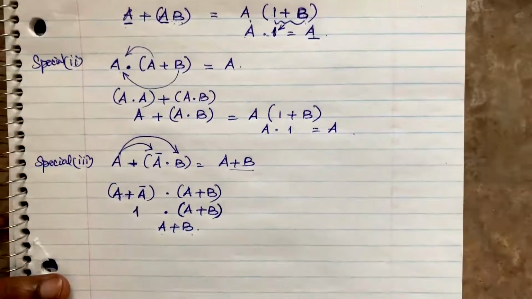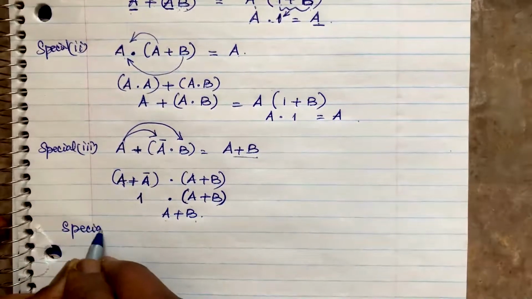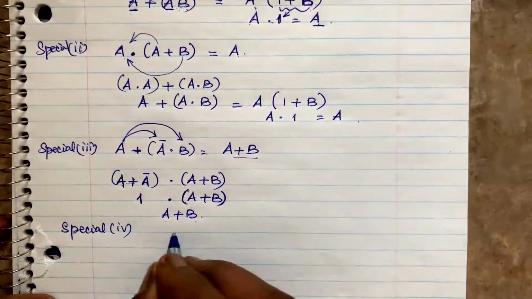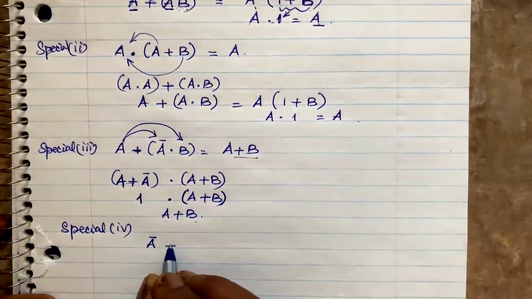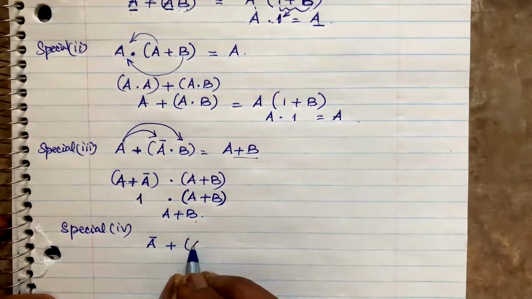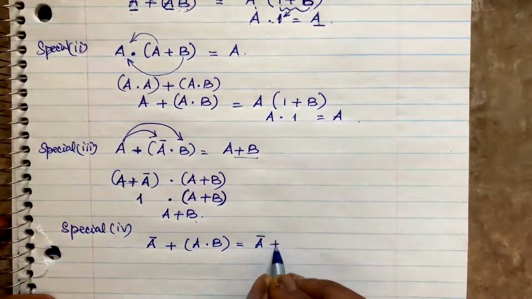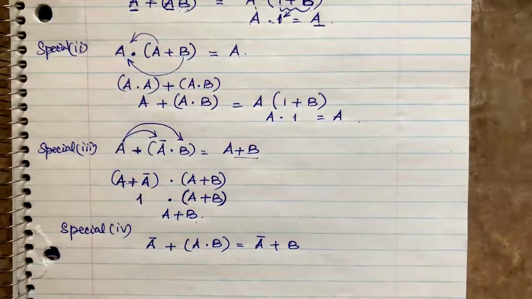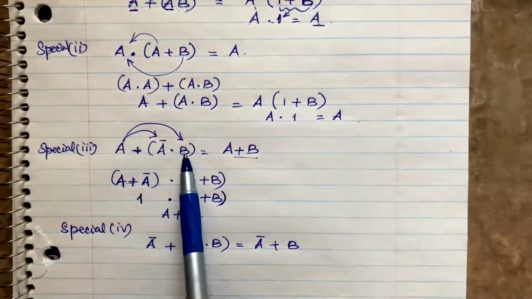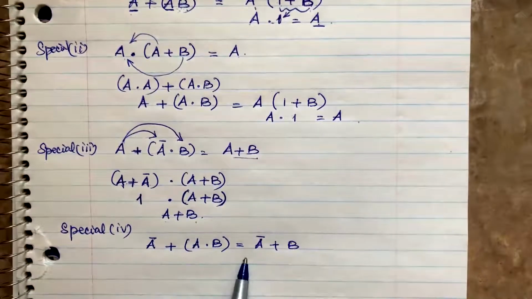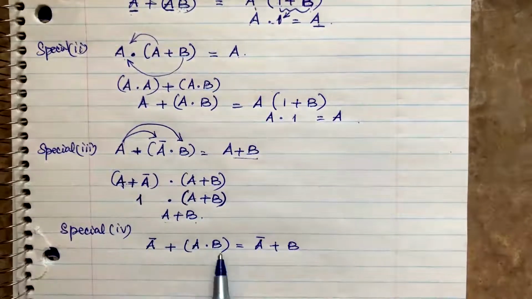Next, special law 4. Special law 4 is A bar plus A dot B equals A bar plus B. In the previous case, it was A plus A bar B, which was A plus B. In here, it is A bar plus AB, and it is A bar plus B.